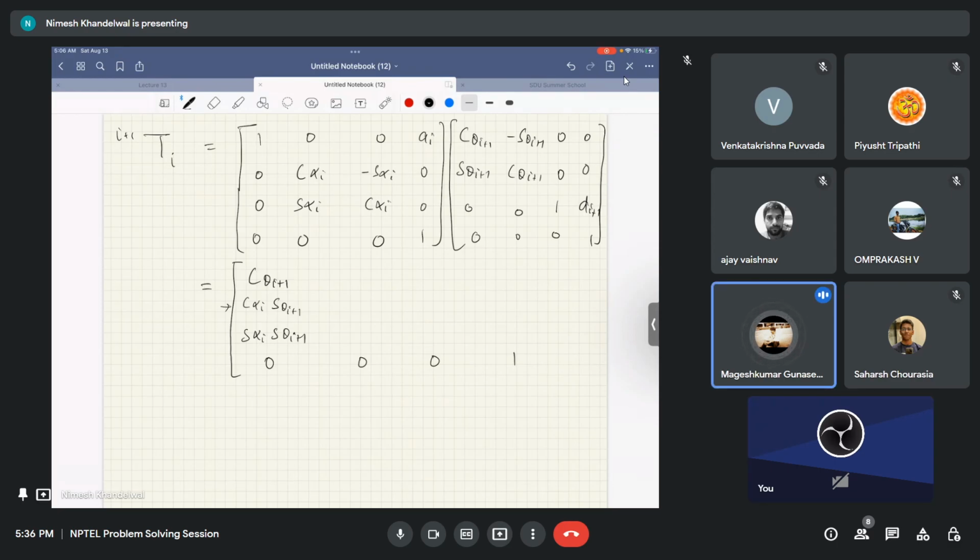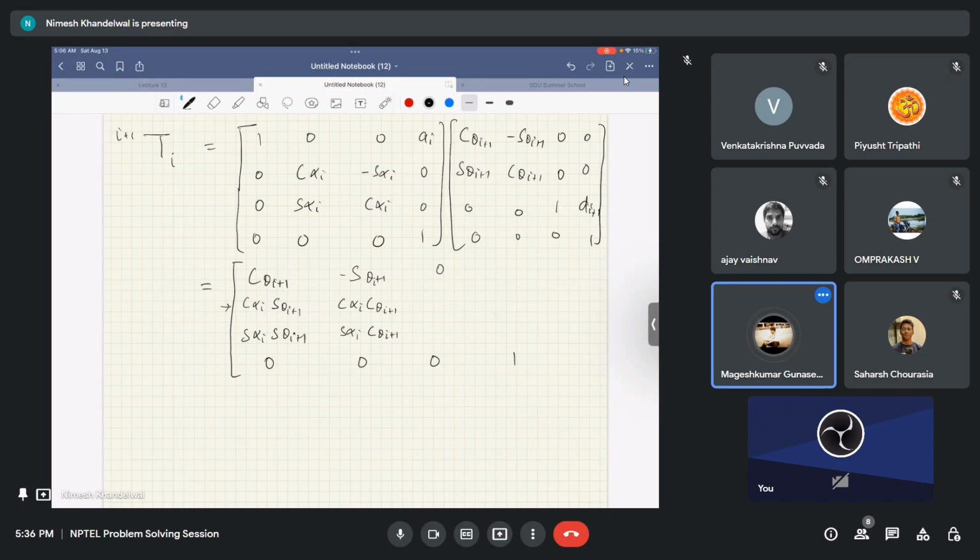The second column should be minus sine theta I plus 1. For the second row, second column, it should be cos alpha I and cos theta I plus 1. And then sine alpha I multiplied with 0. Cos alpha I, cos theta I plus 1, right?